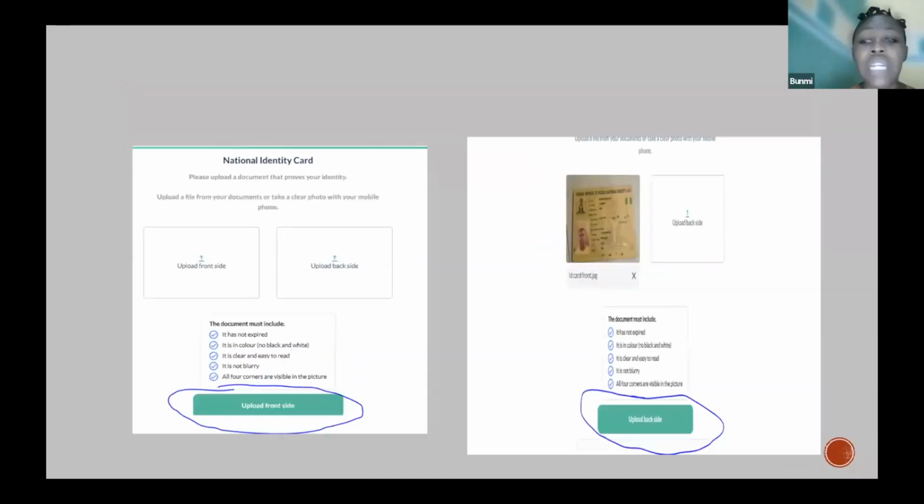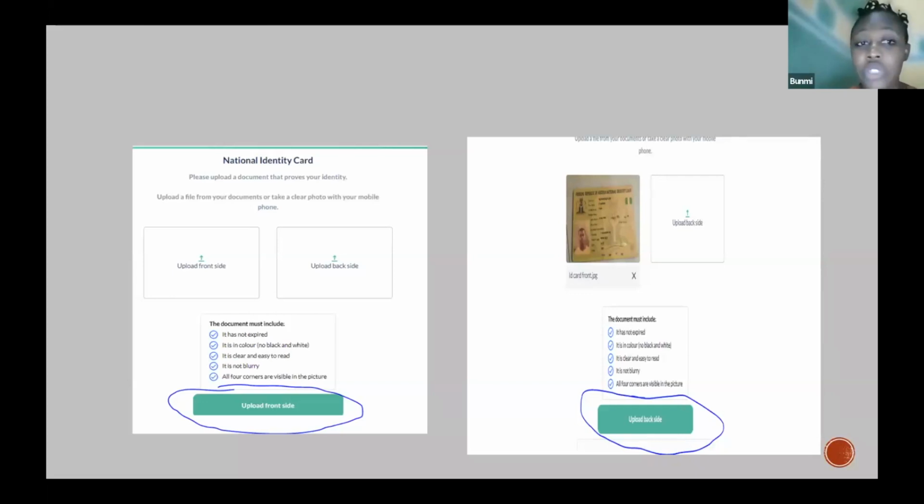I believe that most Nigerians have the name slip. So once you click on that, you upload your name slip. You are expected to upload both the front and the back page. Some name slips have a blank page at the back. Don't worry, we understand how it works in Nigeria, so just upload it that way. Ensure that your details are correctly captured on it.